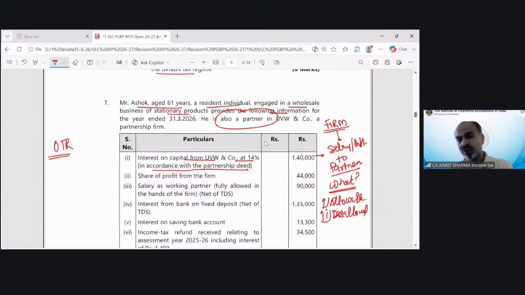Suppose, let me tell you, a partnership firm paid 10 lakh rupees as salary. Out of this 10 lakh, 8 lakh is allowed to the partnership firm as expenditure and 2 lakh is disallowed. Now, my question is whether 8 lakh is going to be part of the partner's income or 2 lakh is going to be part of the partner's income. Think about it and tell me.